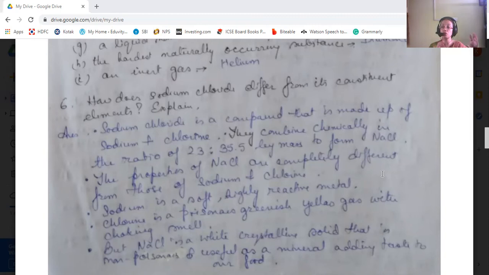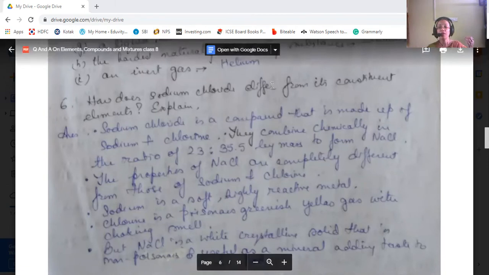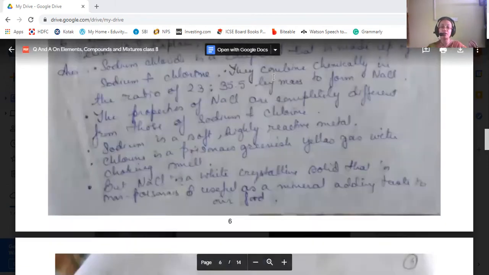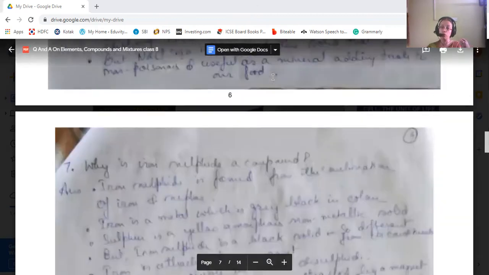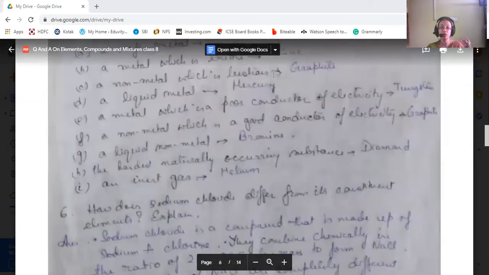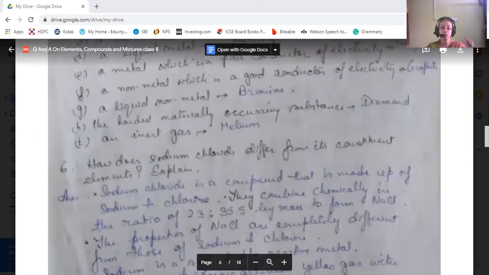The properties of sodium chloride are completely different from those of sodium and chlorine. Sodium is a soft, highly reactive metal. Chlorine is a poisonous greenish yellow gas with a choking smell. But sodium chloride is a white crystalline solid that is non-poisonous and useful as a mineral, adding taste to our food. That is why sodium chloride is different from its constituent elements.